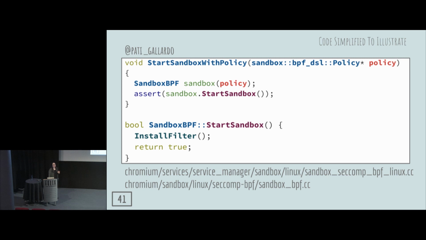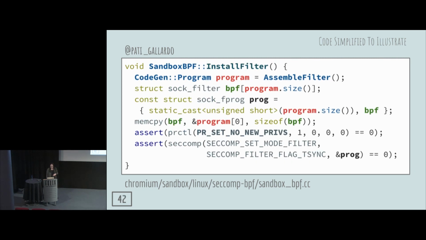And when we come to install filter, the whole high-level C++ stuff kind of breaks down, and it looks like this. It does program assemble filter, which will take this switch and make a binary representation. Then you're copying this binary representation into the sock filter structure on the stack. And then you're just mem copying your program in there and passing it to seccomp.